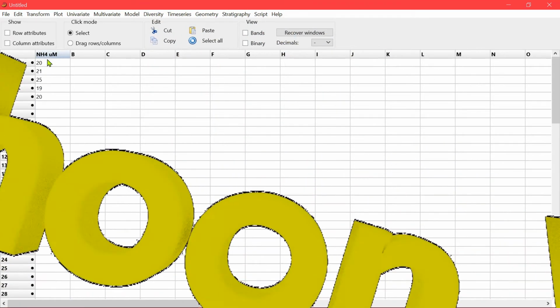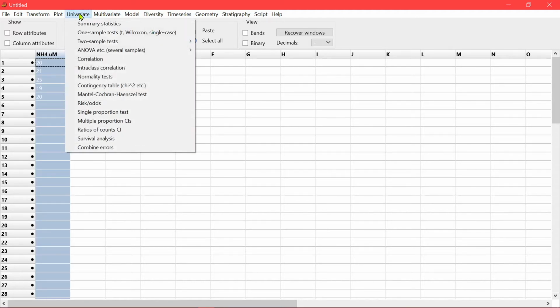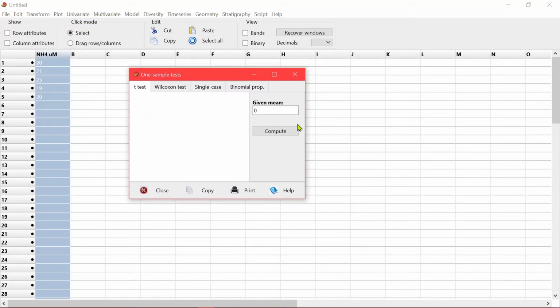Sometimes when you've done repeated measurements at one site, for example of ammonium in micromolar units, and then you wish to compare it against a standard, a water quality standard or criteria, then you can use the one sample t-test that is available in PAST. So what we do is we select the data here, go to univariate, one sample test.